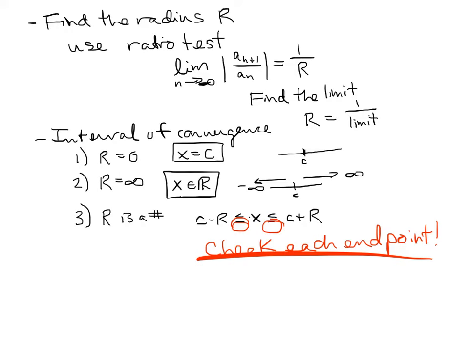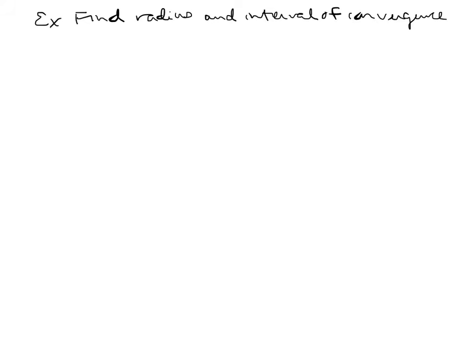All right, so let's look at some power series and let's figure out some radiuses and intervals of convergence for them. So we're going to find the radius and interval of convergence. And let's look at the sum from n equals 1 to infinity of x to the n all over n factorial.